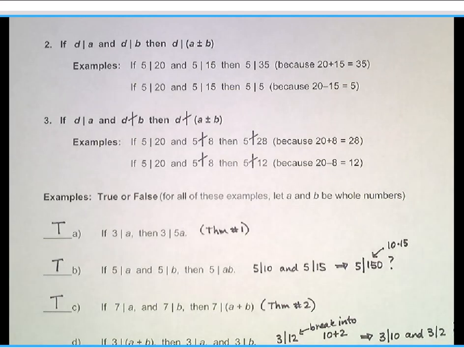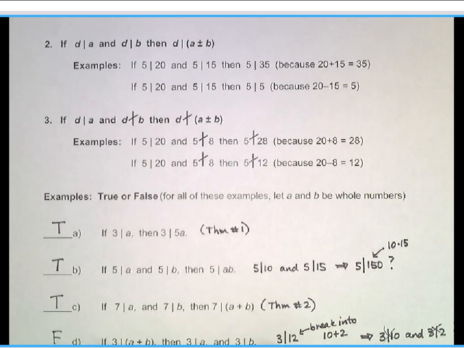If we say 3 divides 12 and 12 is this sum, does that imply that 3 has to divide 10 and 3 divides 2? Well, does 3 divide 10? No. Does 3 divide 2? No. So it looks like this thing is false. It all depends on how you break up the 12, though.